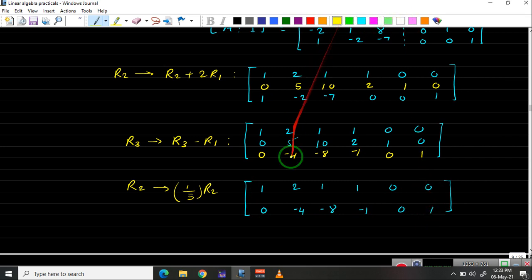And our second row changes. We are dividing the second row by 5. So 0, this will be 1, this is 2, this is 2 upon 5, this is 1 upon 5, and this is 0.